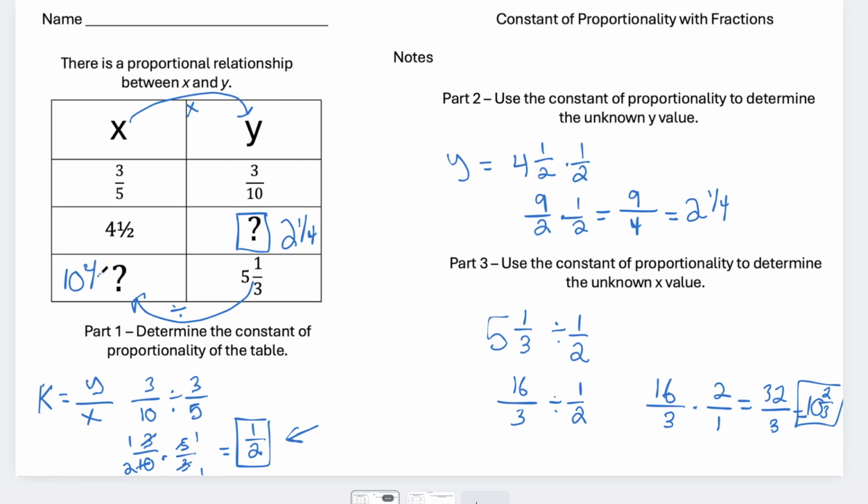The important thing is these three points. Number one, to get the k value, you do the y value divided by the x value. When you're solving for the y value, you multiply the x value by the k value. When you're solving for the x value, you divide the y value by the k value. Now I want you to pause the video and try the Your Turn problems. When you're done, hit play and you can see how you did. Good luck.